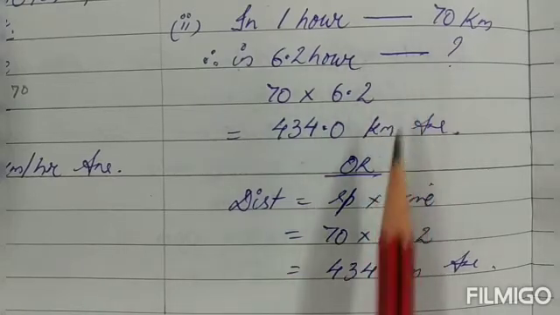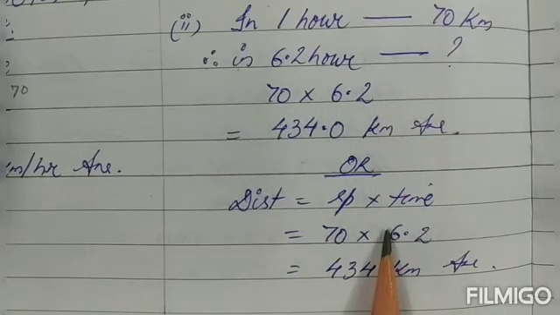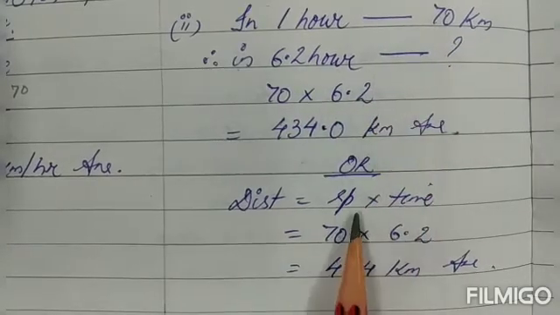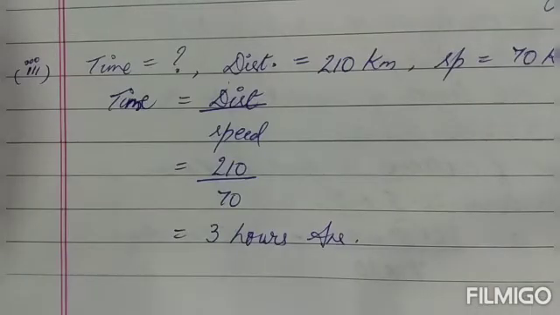So there are two ways of doing it. Whichever is easy, you do it by that method. This is the unitary method and this is the speed distance time method.